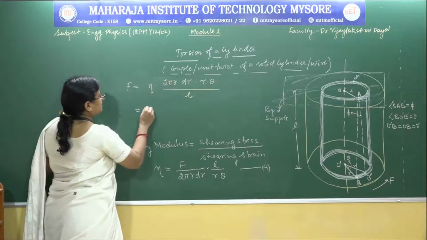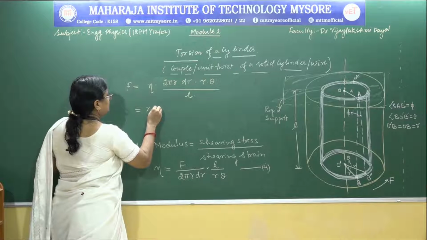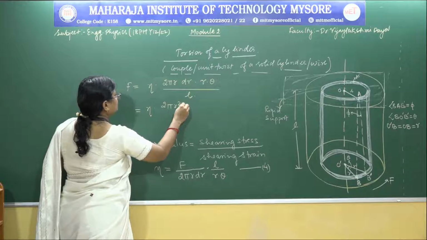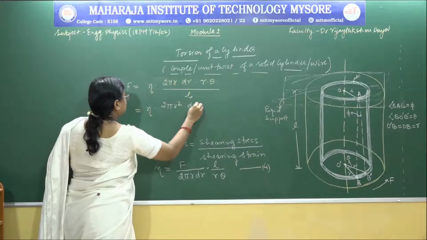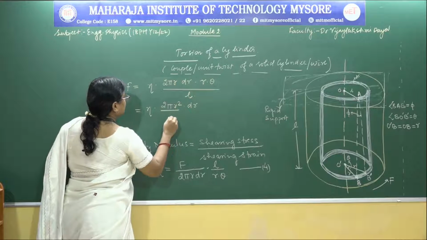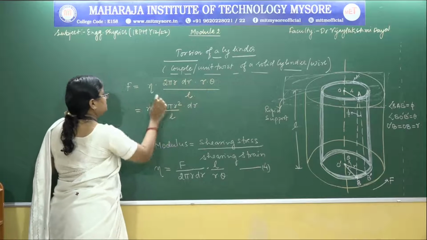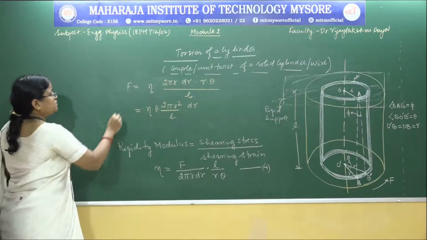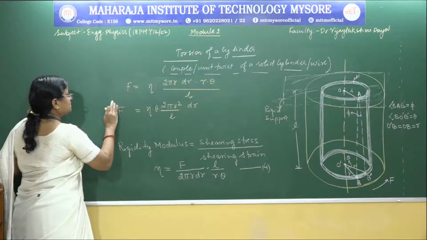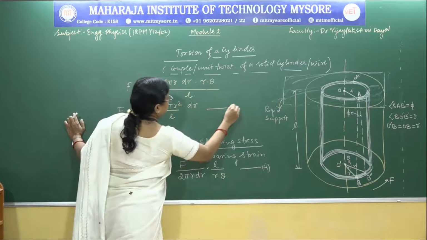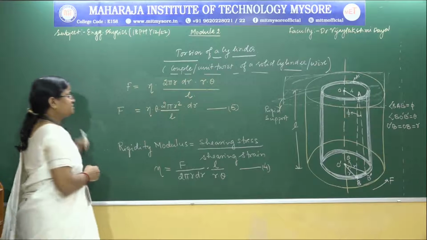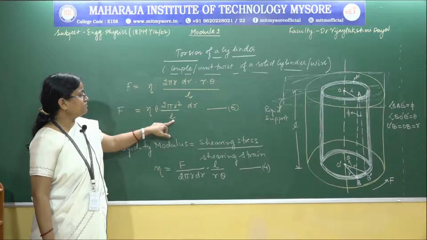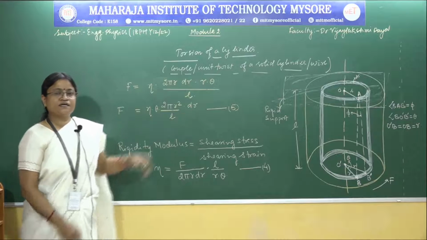So further we can write it as eta into 2 pi r square dr divided by L, and this theta we will write in the beginning itself. So the force equation can be written as eta into theta 2 pi r square divided by L into dr.